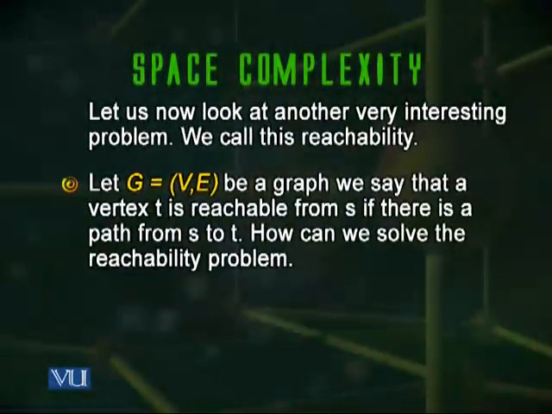Let us say we are given a directed graph G with vertices V and edges E. And let's say that a vertex T is reachable from S if there is a path from S to T. How can we solve the reachability problem? What you're given is a large directed graph with vertices in it, and two special vertices. S stands for source, and T stands for the terminal vertex. And all you want to know is if there is a path in this graph from the source vertex S to the terminal vertex T.